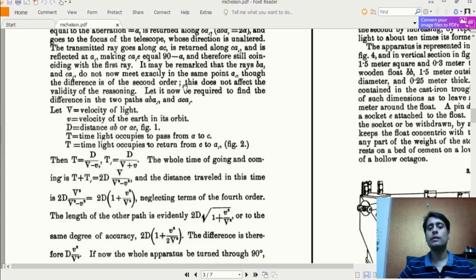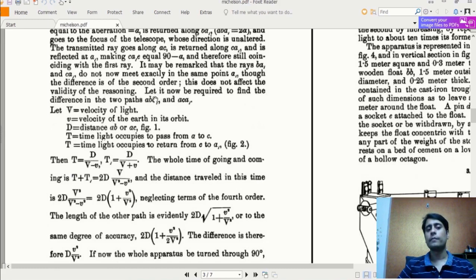So this does not affect the validity of the reasoning. Why? Because the distance moved from A to A prime is much less. So the angle alpha is much less. So if there is any error coming due to this, we can avoid that because the difference between these two things will be of second order. So though there are some differences, they are of second order, so this does not affect the validity of the reasoning.